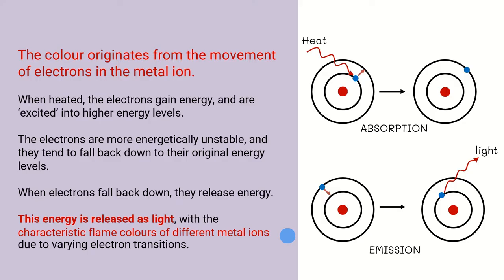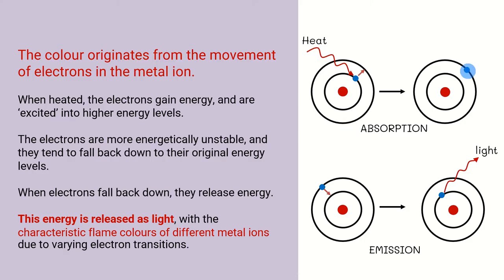The color originates from the movement of electrons in the metal ion. When heated, electrons get energy and they are excited into a higher energy level. And this is called the absorption process.